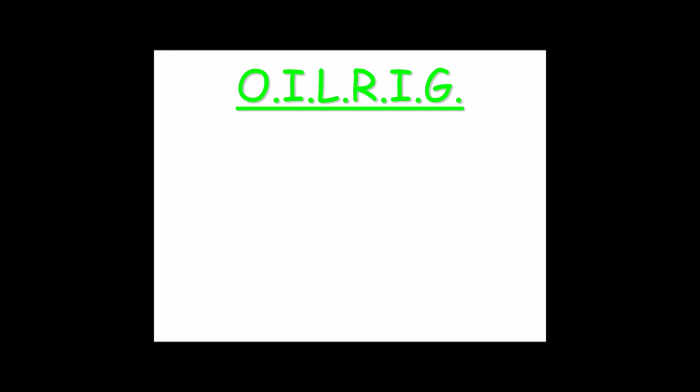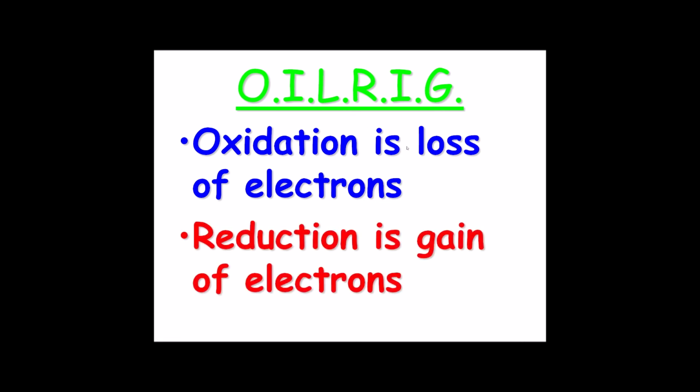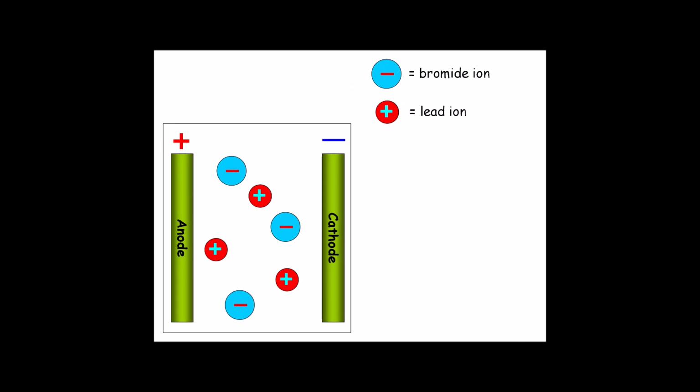And the definition can be remembered with this phrase, OIL RIG. Okay, OIL RIG, and this is again something you need to learn. What OIL RIG stands for is oxidation is loss of electrons. So O for oxidation, I for is, L for loss, and then in brackets, of electrons. So oxidation is loss, and therefore reduction is gain of electrons. So you do need to know this. So, OIL RIG.